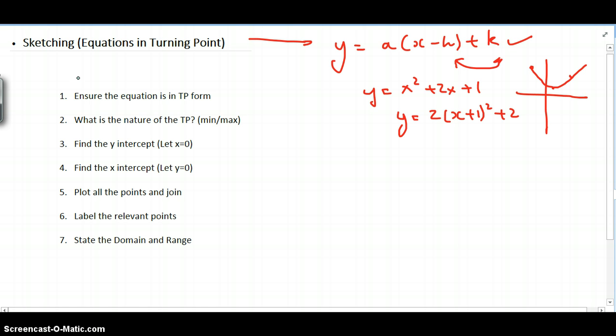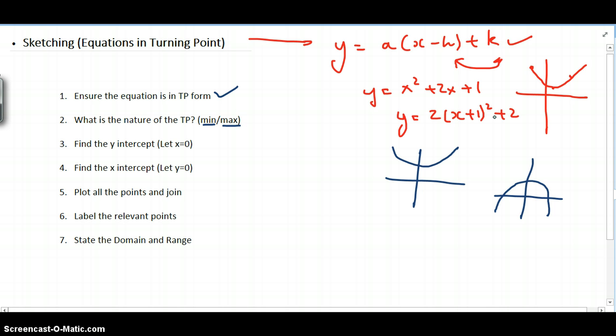Now question 2, so we've done question 1. Question 2, what is the nature of the turning point? So what I mean by nature is that there are 2 particular cases that we can have with a parabola. We can have a parabola that is positive, or we can have a parabola that is negative. So when it's asking for the nature of the turning point, is it a minimum or is it a maximum?